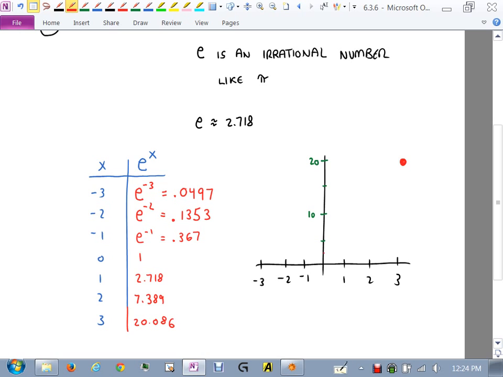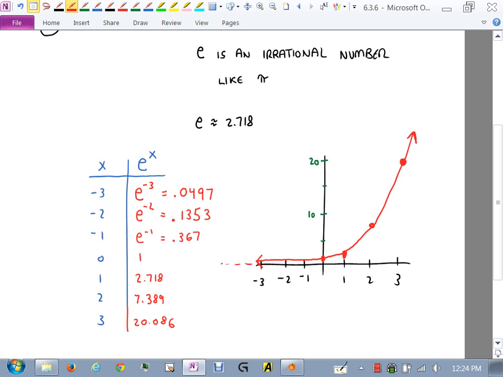When I plug in 2, I'm at like 7 point something. I'm about there. When I'm at 1, I'm at 2.7. So I don't know, around here. Then I'm at 1, and then it's going to decay down or go to my asymptote. I missed it big time. When I miss it, what do I do? I just make my dots bigger, right? There we go.